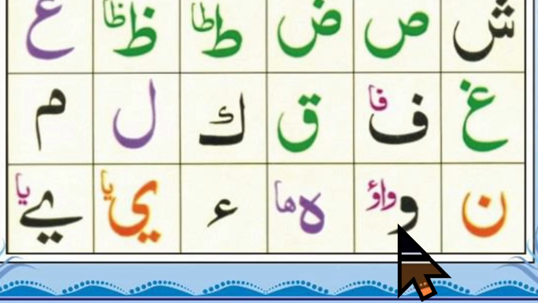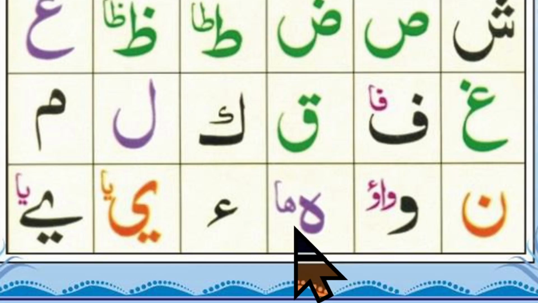And the next one is Wow. I said before in the first class that wow is an English word we use when we see something amazing, we say wow. So this one is Wow. When you round both lips, you can pronounce Wow easily. And the next one is Ha.